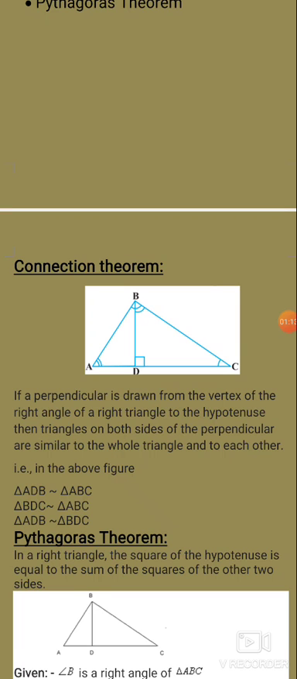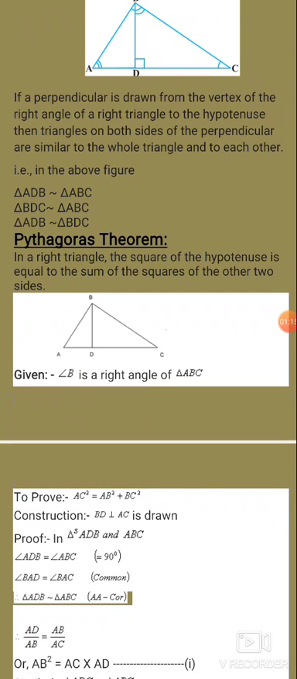Now the next one, Pythagoras theorem. In a right triangle, the statement is this one. In a right triangle, the square of the hypotenuse is equal to the sum of the squares of the other two sides. So, once more, in a right triangle, the square of the hypotenuse is equal to the sum of the squares of the other two sides. That is Pythagoras theorem, that we know.